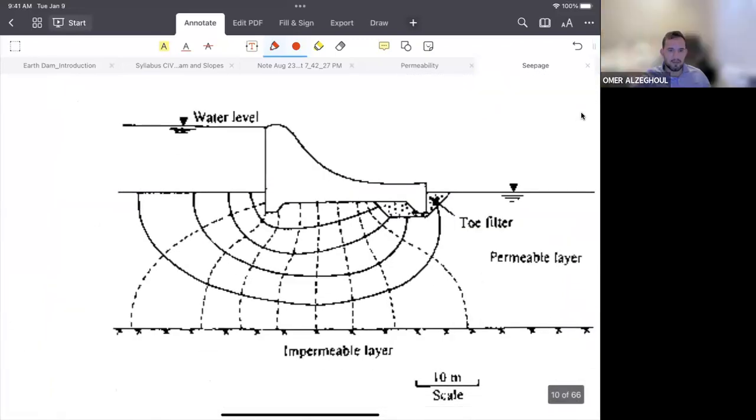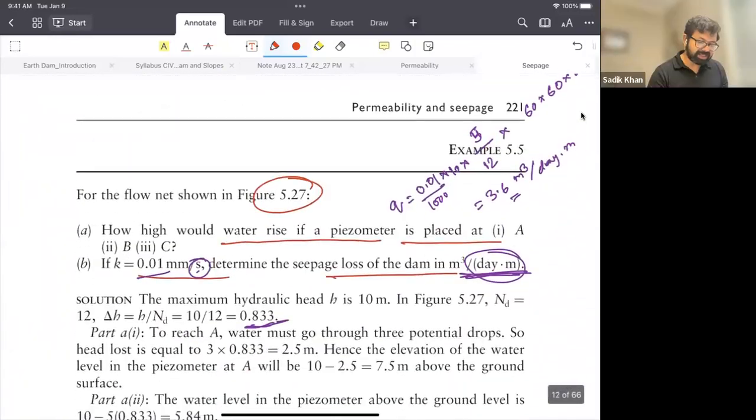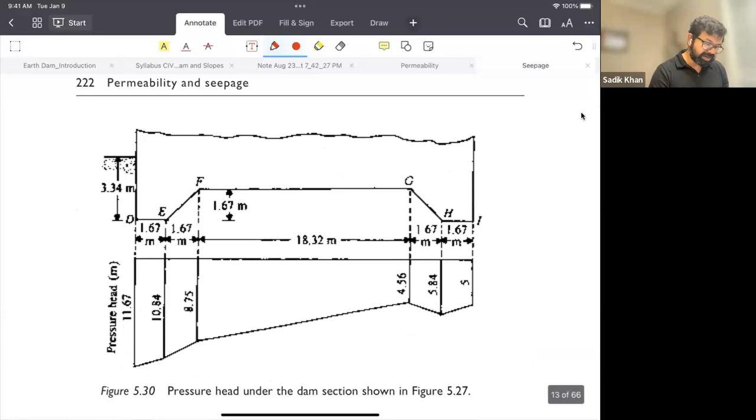Basically, the drop is in the body of the dam, the concrete. Yes, we need to calculate the drop. In figure 5.27, the cross section of which is replotted in figure 5.30, the bottom part is given here. The one I just mentioned is 2 meter. This is 3.34 meter, then this is 1.67 meter, this one is also 1.67 meter, and then 1.67 meter.